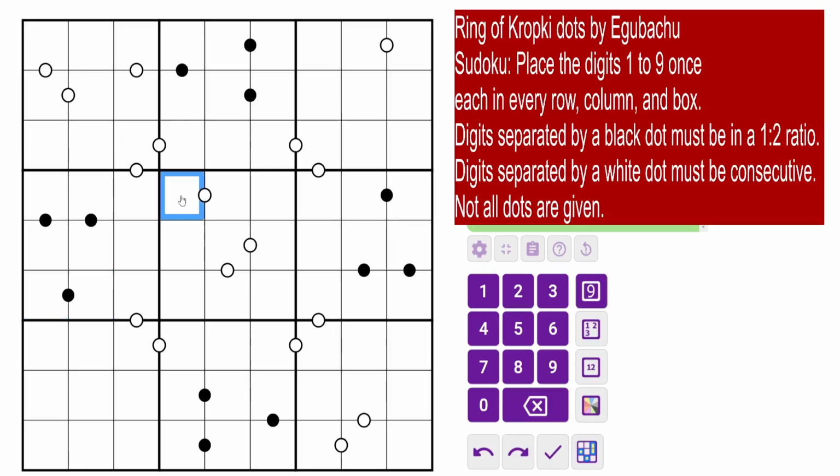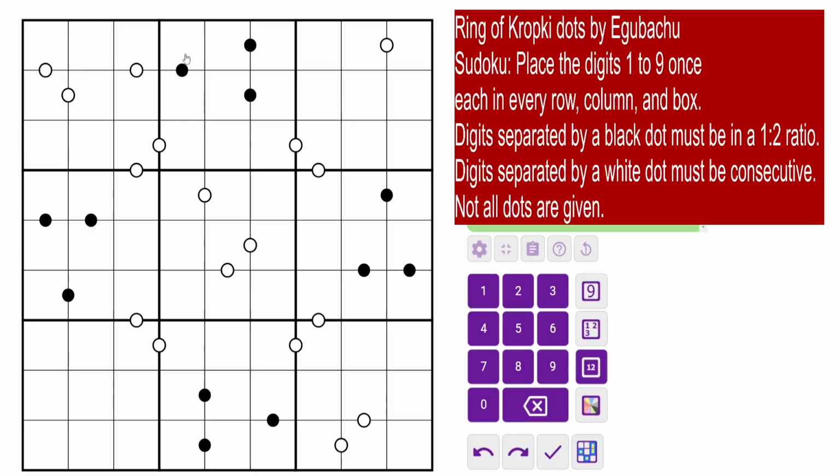And digits separated by a white dot must be consecutive. So any two cells which are separated by white dots must be neighbors of each other. Simply, if I have 4 here, then I could have 3 or 5 here, but I cannot have anything like 6 here because that is not a neighbor of 4. For an example of black dots, again let's take 4. If I have 4 here, then I can have 2 or 8 here because 2 is the half of 4 and 8 is double of 4. That is a 1:2 ratio, but I cannot have anything like 3 or 6, which is not of 1:2 ratio with 4. So those are the simple rules, and with that I'm going to start, and you can start again.